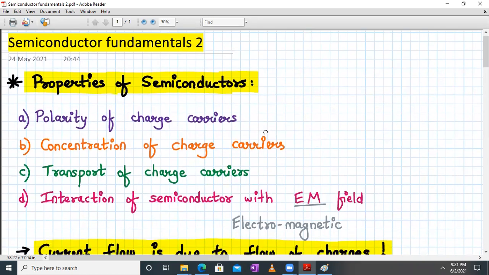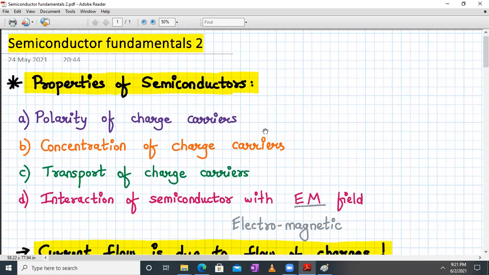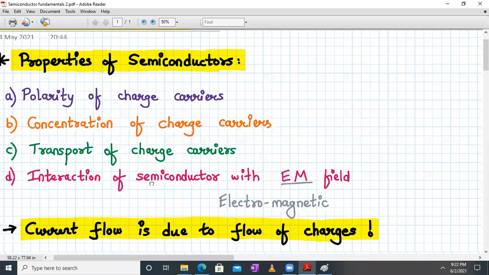Today we are going to discuss the various properties of semiconductor. So first we'll start with polarity of charge carriers, next concentration of charge carriers, then we will discuss transport of charge carriers, and finally interaction of semiconductor with the electromagnetic field.